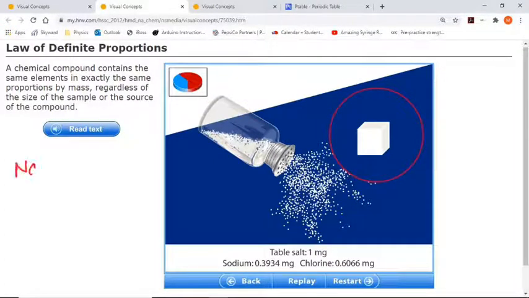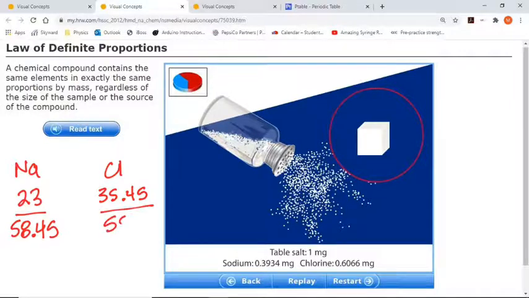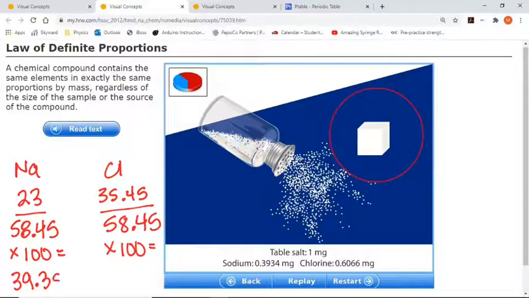So sodium, the mass was roughly 23. For chlorine, 35.45. If you add those two numbers together, you get 58.45. If you divide those respectively the way I have it written up and then multiply by 100 to get yourself to a percentage, then you're going to come up with 39.35% and 60.65%. Again, those percentages look a lot like these numbers that kept popping up over and over again.